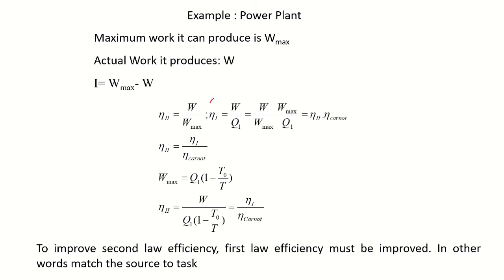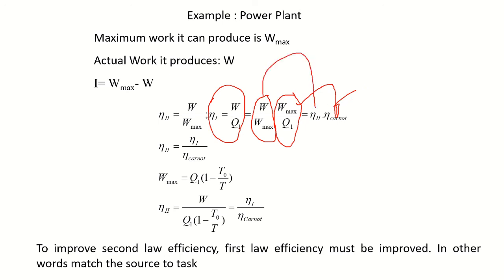Look at this. First law efficiency, as I have already defined, is like this. Now this W I divide by W max, the maximum reversible work. Again W max by Q1. What is W max by Q1? That is nothing but the efficiency of the reversible engine, that is the Carnot engine. This I am defining as second law efficiency.